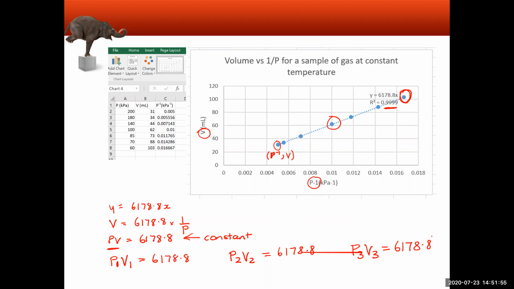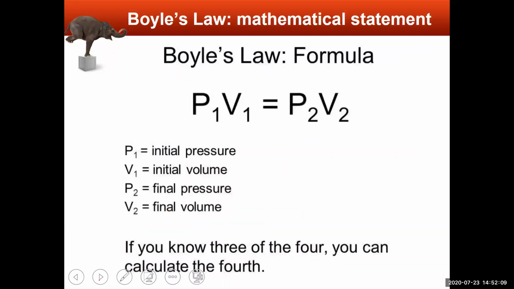So what we've actually demonstrated here is the mathematical statement of Boyle's law, that no matter which pressure and volume you take, the product is always going to be the same. And that is what Boyle's law says. Mathematically, for a sample of gas of the same number of moles and the same temperature, if you put the gas under a certain amount of pressure and measure its volume, and then put it under a different pressure and measure that volume, you're always going to get the product of pressure and volume being the same.